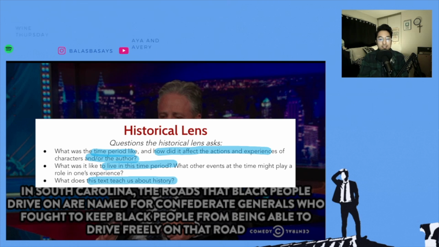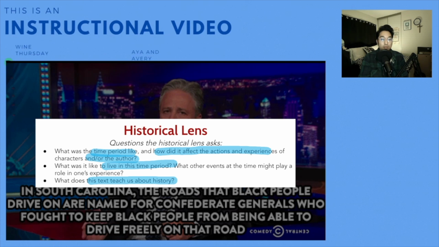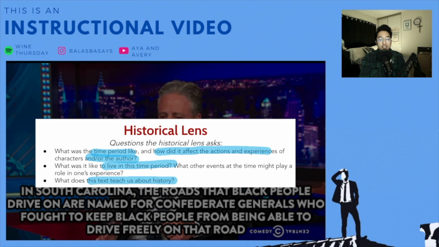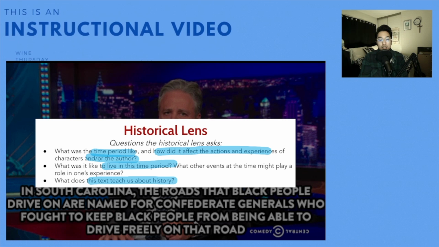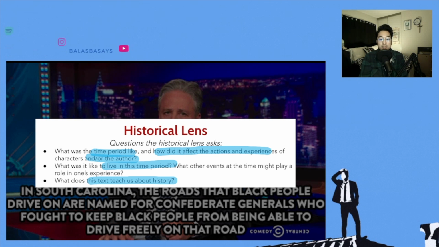The historical lens literally looks at history and how it affects the story, characters, or even where the novel takes place. Whether fictional or non-fictional, the story can change based on historical events that occurred. The author could even draw inspiration from certain events throughout history, which we'll see in some of the books that we'll read in the next unit.